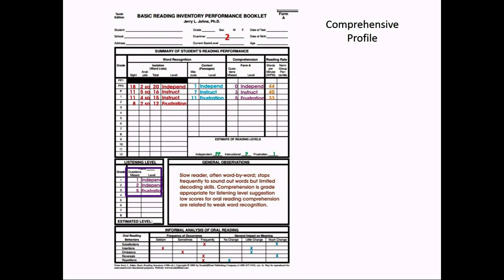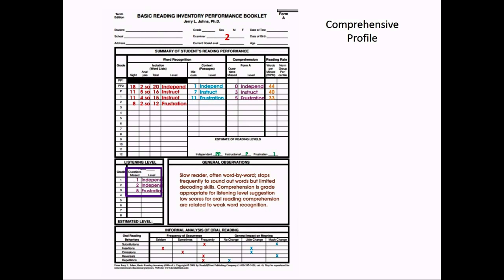So my general observations: slow reader, often word by word, stops frequently to sound out words, but limited decoding skills. Comprehension is grade appropriate for listening level, suggesting low scores for oral reading comprehension are related to weak word recognition. And then I have a place where I can also do a sort of profile of miscues.